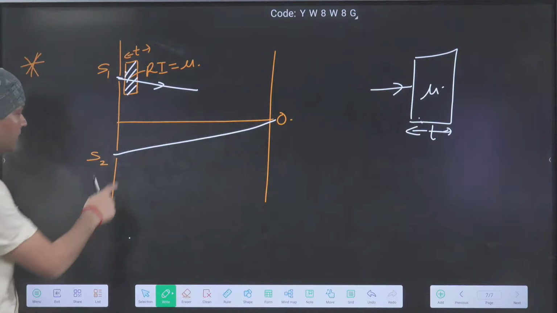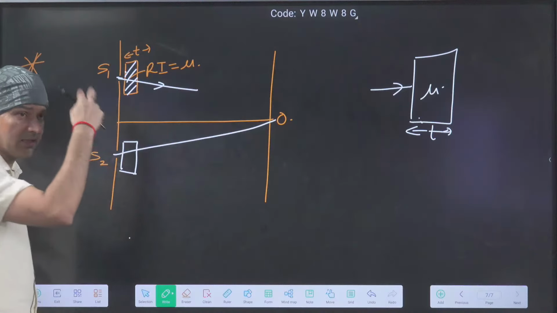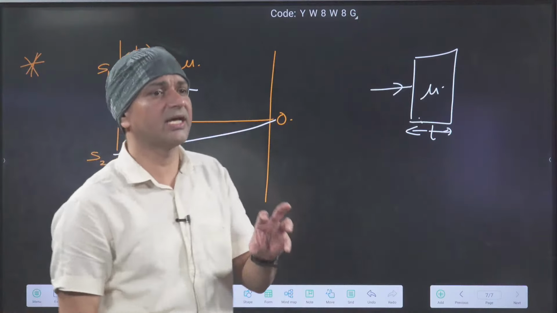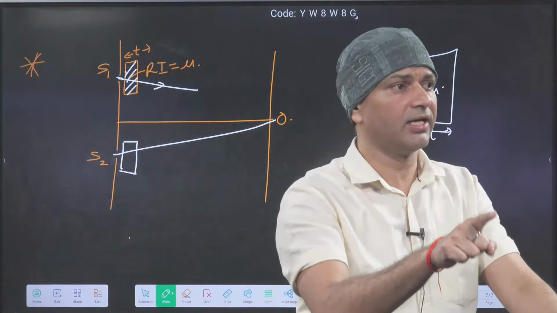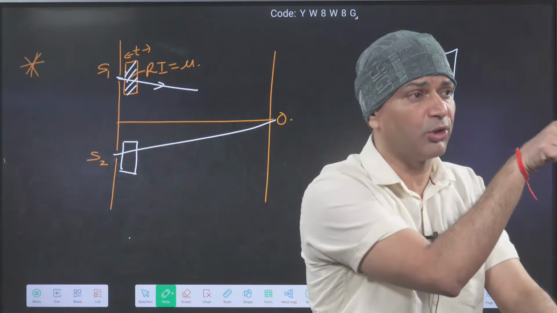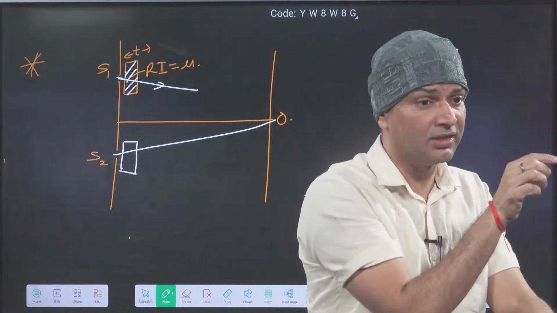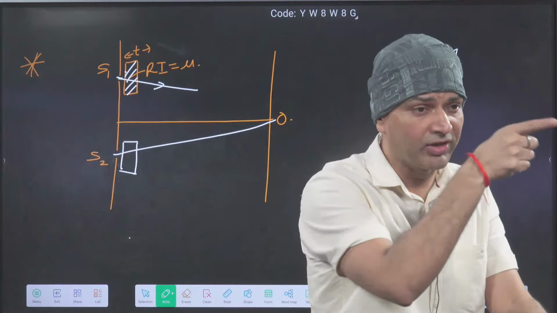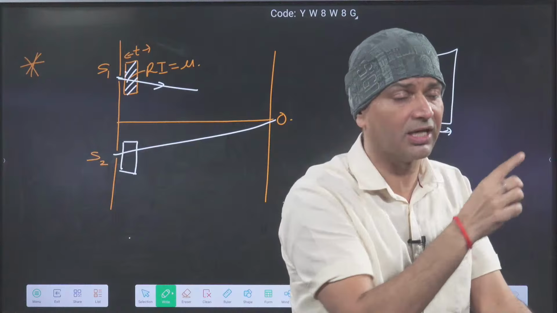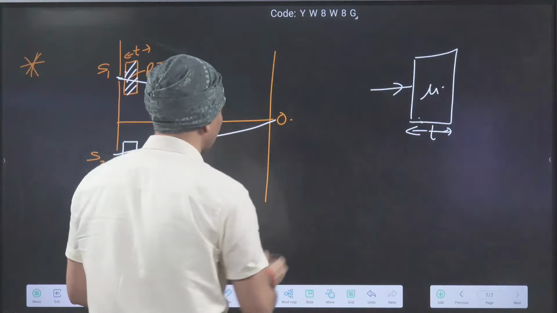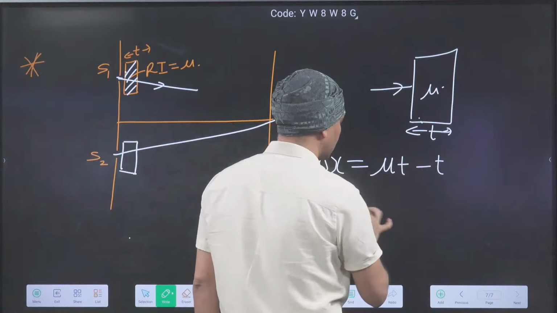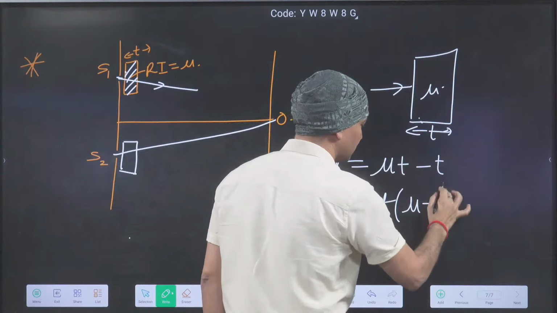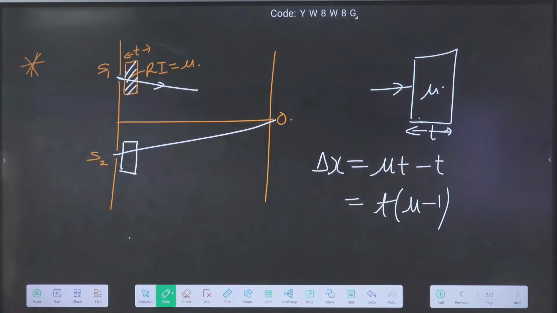But what is the air distance here, corresponding to this slab? T only. Why? Here only air is there. I can imagine an air slab of thickness T. So S2 is traveling T distance in air, and corresponding to that S1 is traveling mu T. So who is traveling extra? The upper slit is traveling extra. How much? Then I can say delta X is equal to mu T minus T, that is T into (mu minus 1). Up to this everybody got or not?